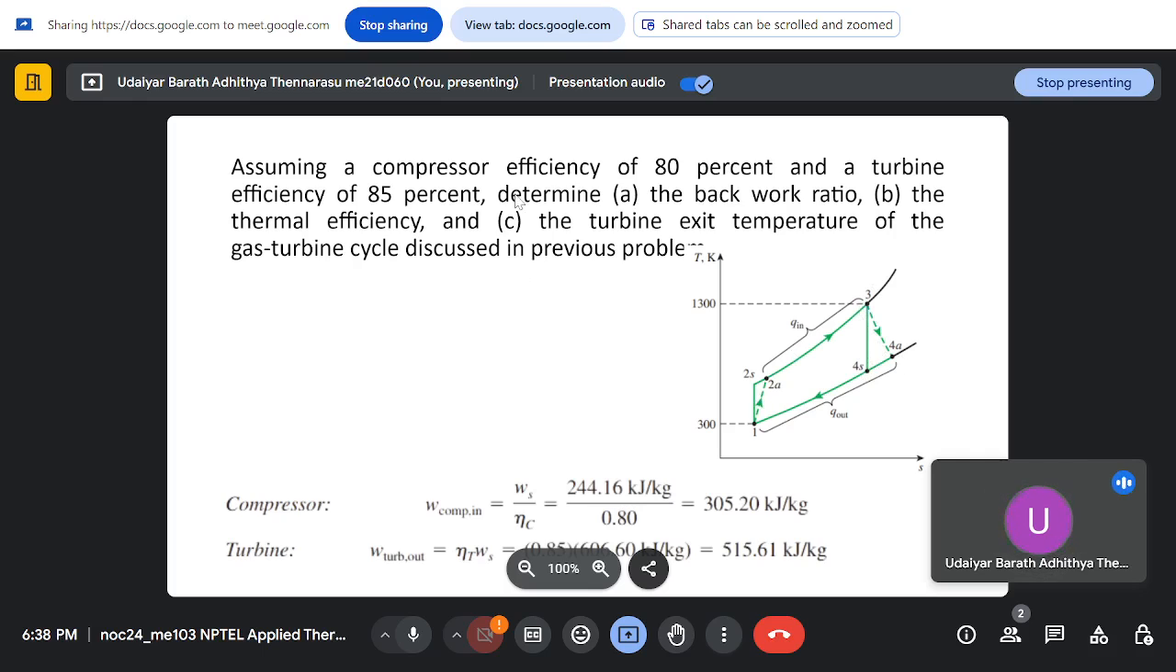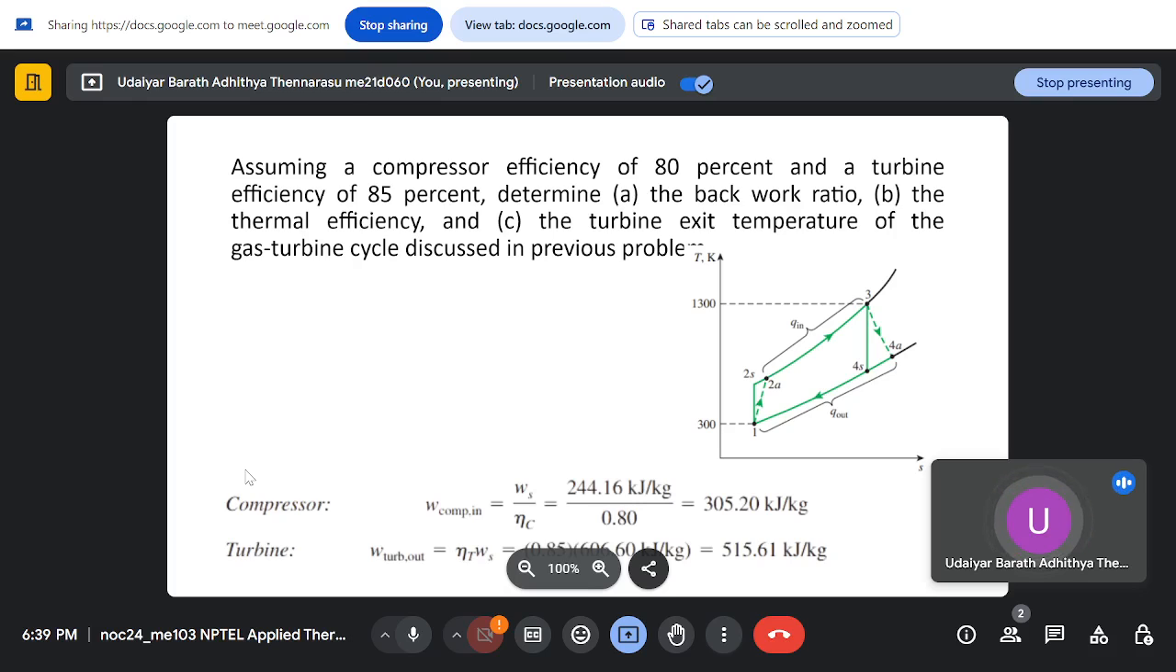So what is given is, assume a compressor efficiency of 80% and a turbine efficiency of 85%. Determine the back work ratio, the thermal efficiency, and the turbine exit temperature of the gas turbine cycle discussed in the previous problem. Previously we have already calculated the compressor work. Your compressor efficiency is nothing but your ideal work divided by the actual work, and your turbine efficiency is actual by ideal.